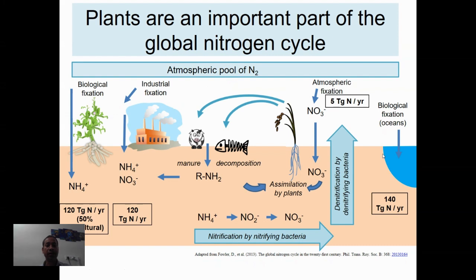Plants are an important part of the global nitrogen cycle because only plants can assimilate the nitrogen that is obtained from the atmosphere. In the atmosphere, nitrogen is present in the form of gas, which cannot be taken up directly by the plants. When the plants die or when the animals eat the plants, the nitrogen is transferred from the plants to animals, and once these animals die, they are decomposed and the ammonium is oxidized to nitrate by the help of nitrifying bacteria. And again this nitrate is taken up by the plants and assimilated in the plants.